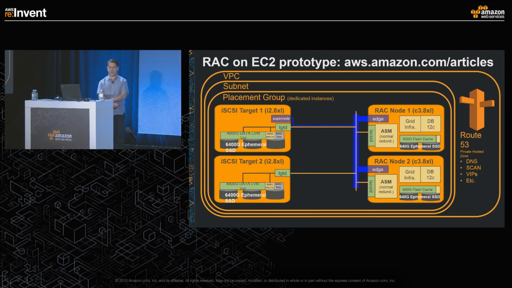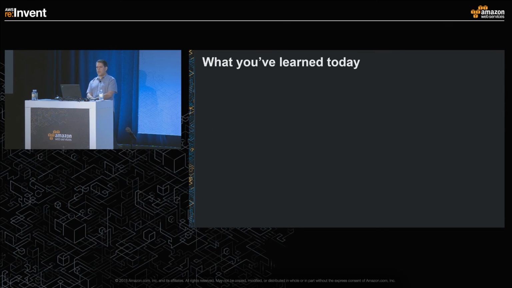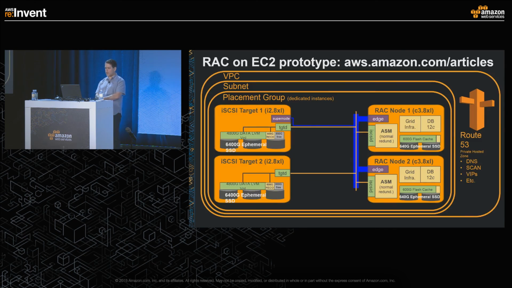As sort of the coup de grace, we decided to use that 640 gig of ephemeral SSD that comes with the C3 8XL as flash cache, because we built this out on OEL 7, which allows us to use flash cache, which further improves the performance of this reference architecture. So we can look at that again for a minute if you want. And this is also a diagram which is available in that article. So you can sort of feast your eyes on that there.